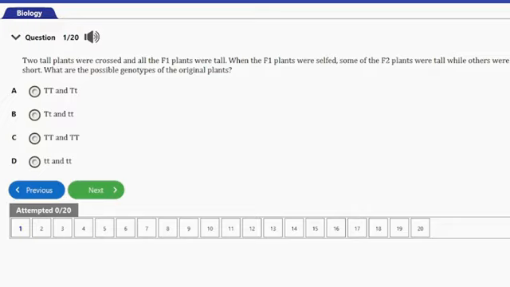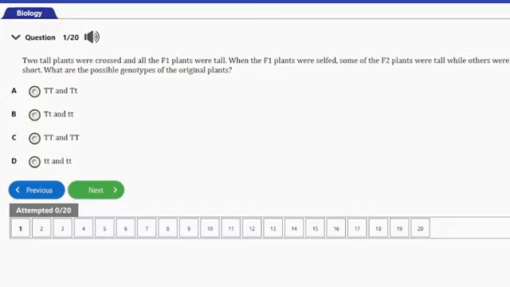It says, two tall plants were crossed and all the F1 plants were tall. When the F1 plants were selfed, some of the F2 plants were tall while others were short. What are the possible genotypes of the original plants? We have A, homozygous tall and heterozygous tall. That's capital T, capital T, capital T, small t.